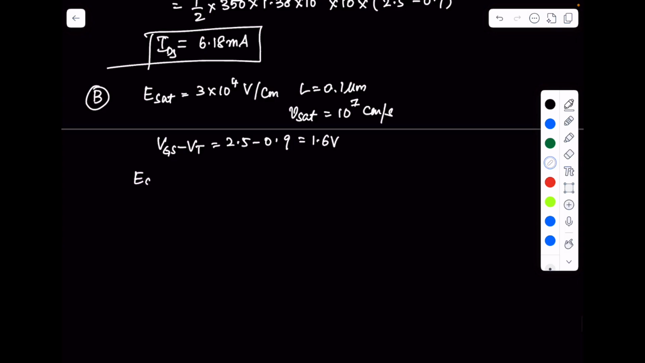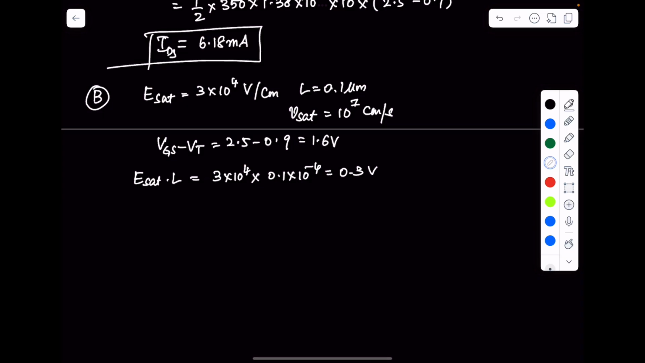the parameter ESAT times length. So this ESAT times length is 3 into 10 power 4 into 0.1 into 10 power minus 4, which is 0.3 volts. So it's a very substantial value, right? It's roughly on the order of VGS minus VT.